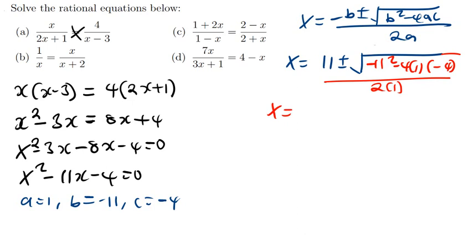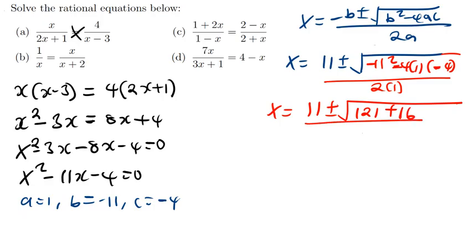So x will be equal to 11 plus or minus. So 11 times 11, that is 121. This negative and that negative is going to give me plus. What else? So 4 times 4, that is 16. I will divide this by 2. So x will be equal to 11 plus or minus. So 121 plus 16, what we do is 6 plus 1, 7, then 3, so it's 137.